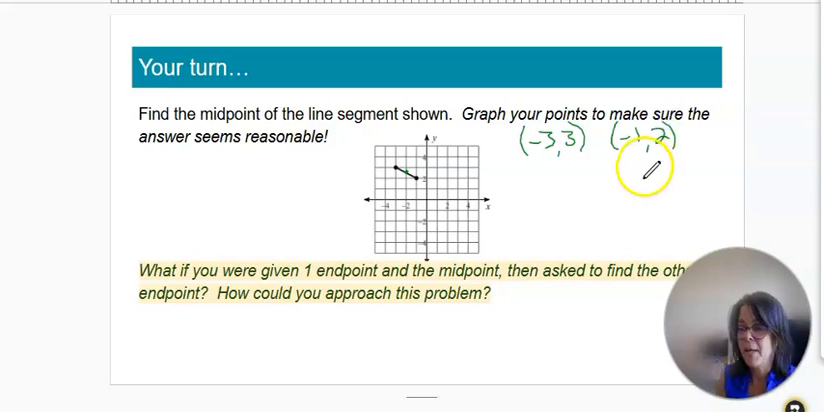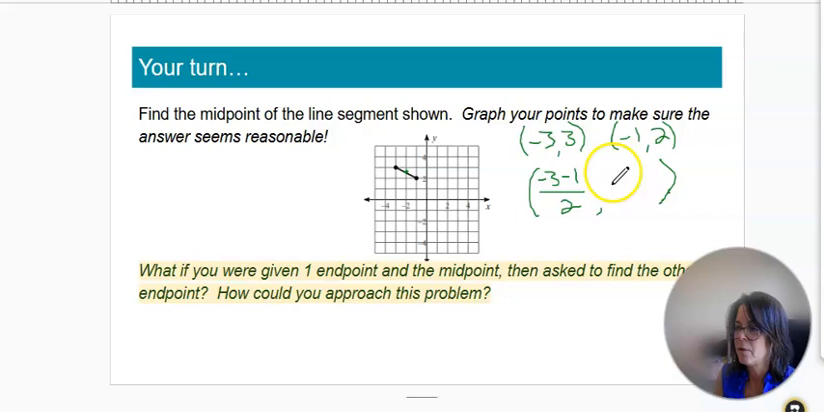Now remember what I said. Midpoint is averaging your x's and then averaging your y's. So to average your x's, I take both my x values, I add them together, -3 plus -1, they're both negative, over 2. And I take my y's and I add them together over 2. This gives me -4 over 2, 5 over 2. And depending how they want your answer expressed, you might rewrite this as -2, 2.5.